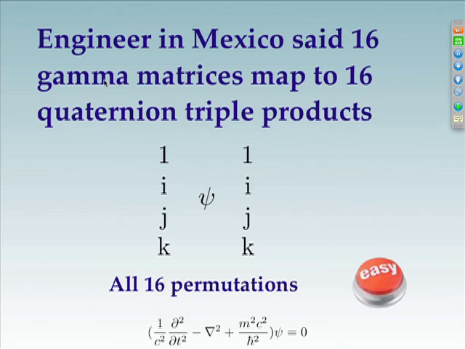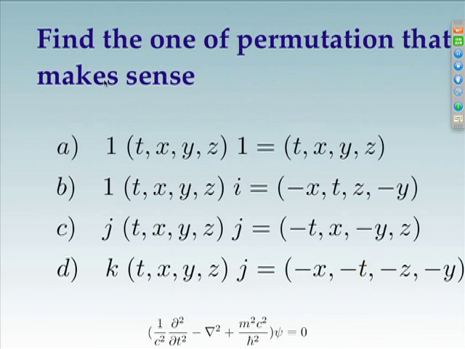It's like a 1, i, j, k on one side, 1, i, j, k on the other, multiply them through. Oh, 1 times 1 times 1, that's going to be the same. But what happens when you start doing some of these permutations? And find the one permutation that makes sense.